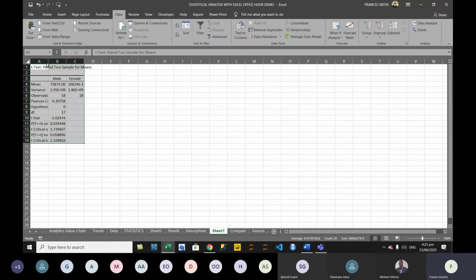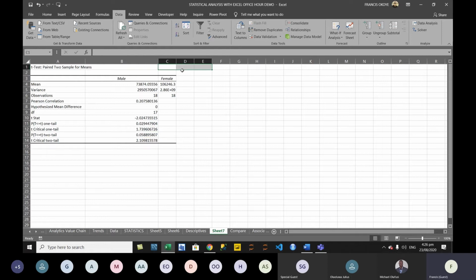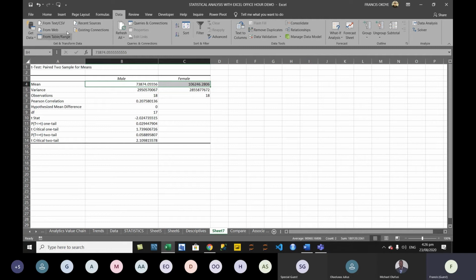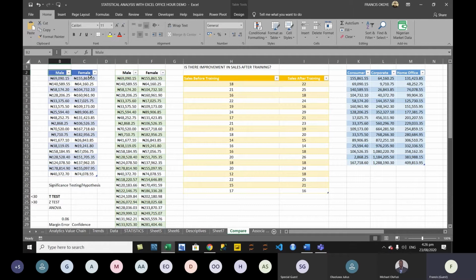So you are going to see the result that you have there. It says there's no significant difference at 5%. Because the data size is small, it's telling you the difference is not much. So actually what you are doing, you are not comparing this to this, you are checking the average. On average, are they the same?